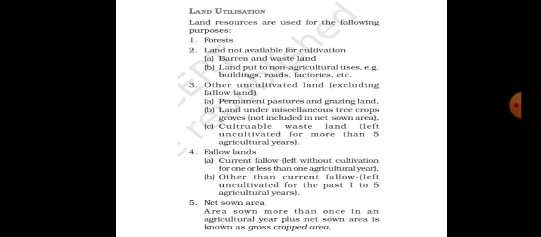Next we have net sown area. The area sown more than once in an agricultural year can be used for Kharif, Rabi, Zaid, two crop seasons. Plus we have the area sown more than once in an agricultural year, plus net sown area. These two together are called gross cropped area.